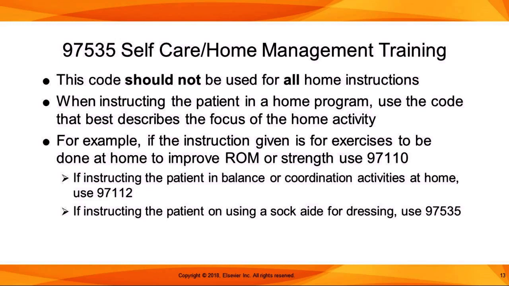When you're instructing a patient in their home exercise program, use the code that best describes the focus of home activity. So if you're instructing a patient in balance or coordination activities to do at home, use 97112, neuro rehab. If you're instructing the patient to do exercises at home that are going to improve range of motion or strength, use 97110.